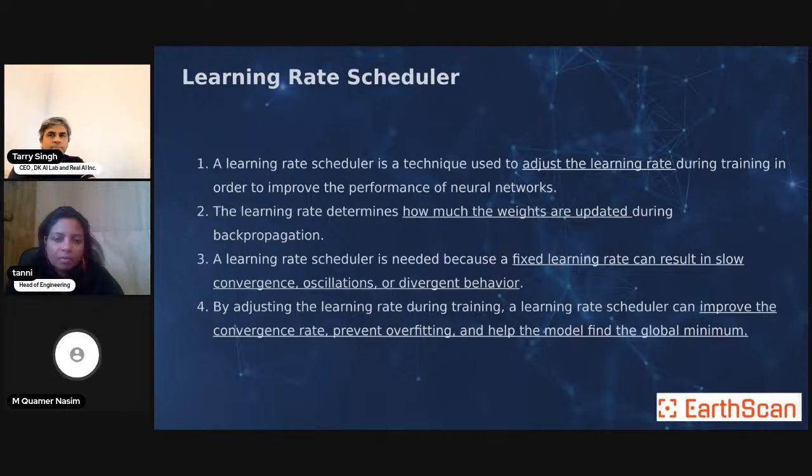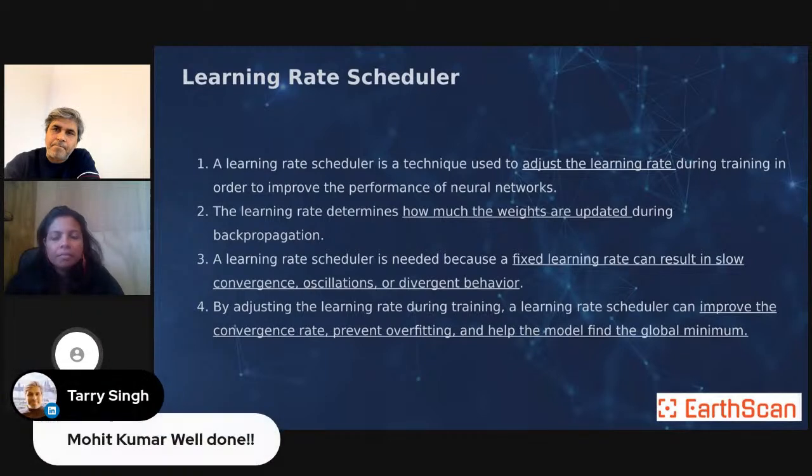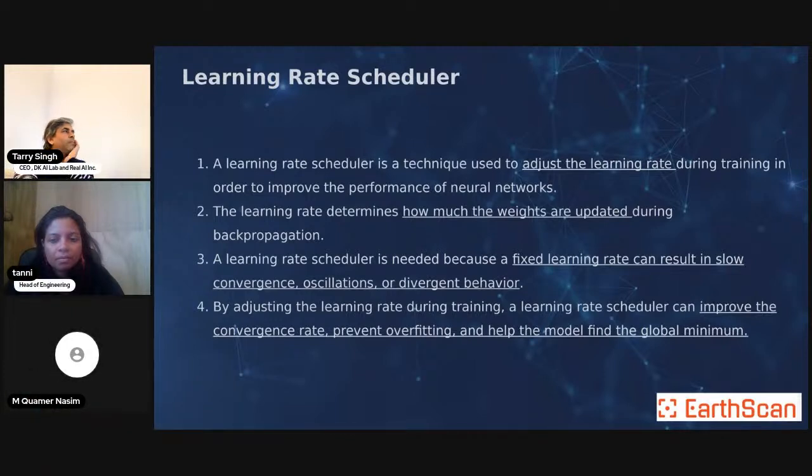As already mentioned, the learning rate determines how much the weights are going to be updated during the batch update. There are several learning rate schedules out there. It is used to fix the learning rate because a fixed learning rate can result in slow convergence, oscillation, or divergent behavior. Using a scheduler can improve the convergence rate, prevent overfitting, and help find the model's global minima.